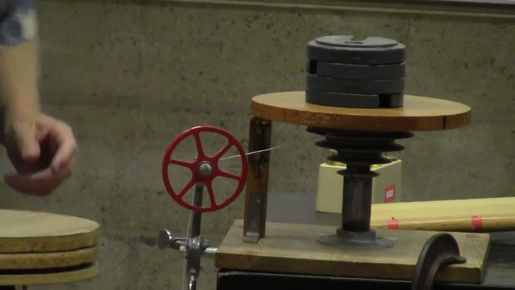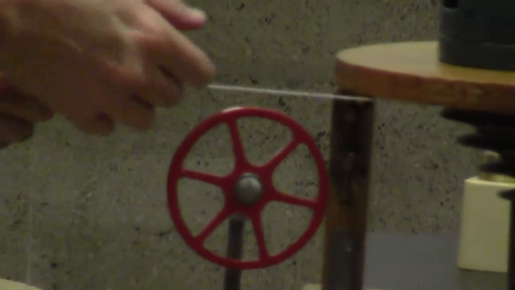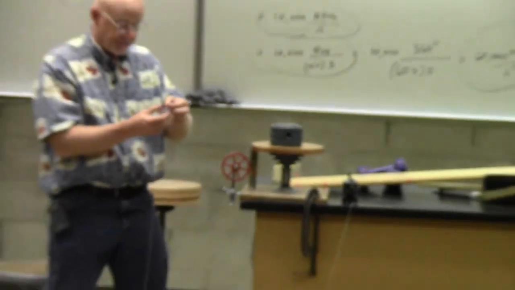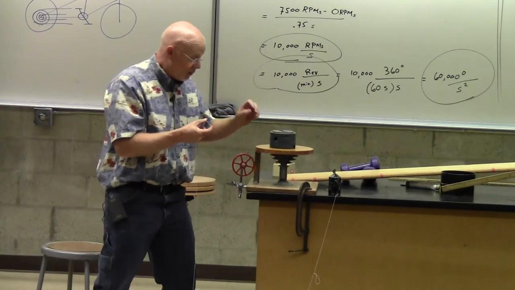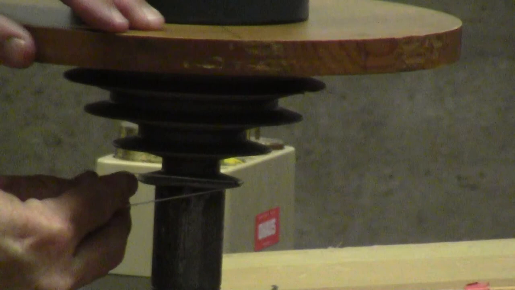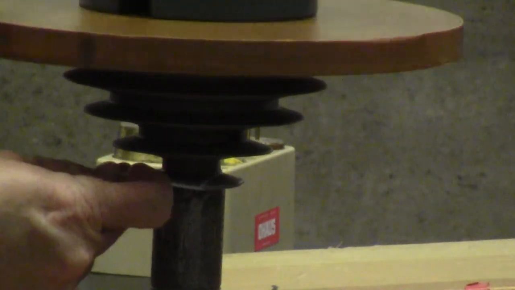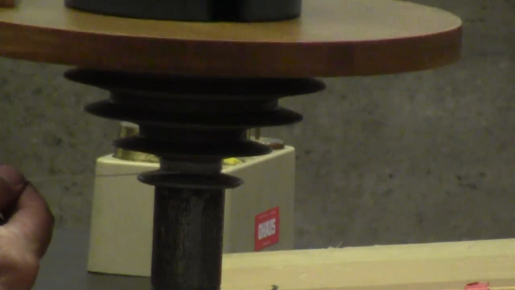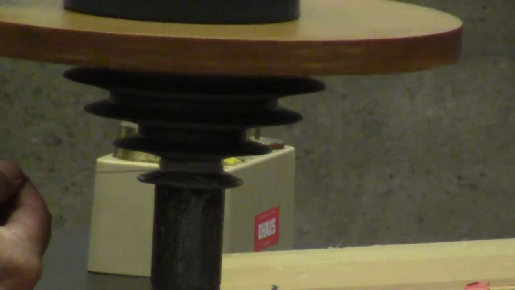But watch this. What if I take this string completely off and I put this string on a different pulley? Down here near the bottom, there is a smaller pulley. In fact, this apparatus has four of them.